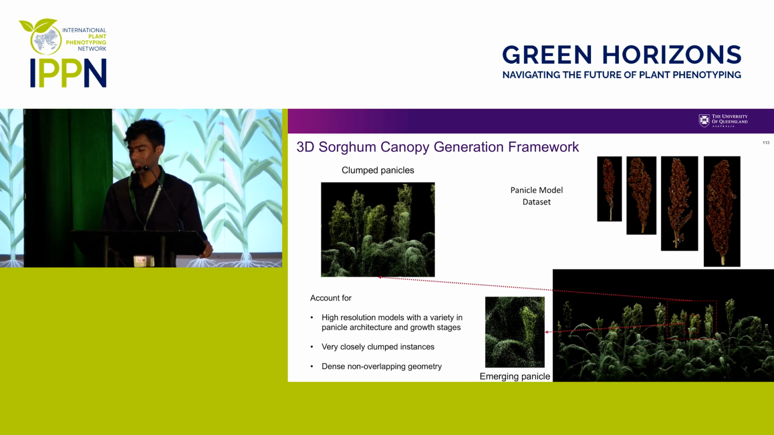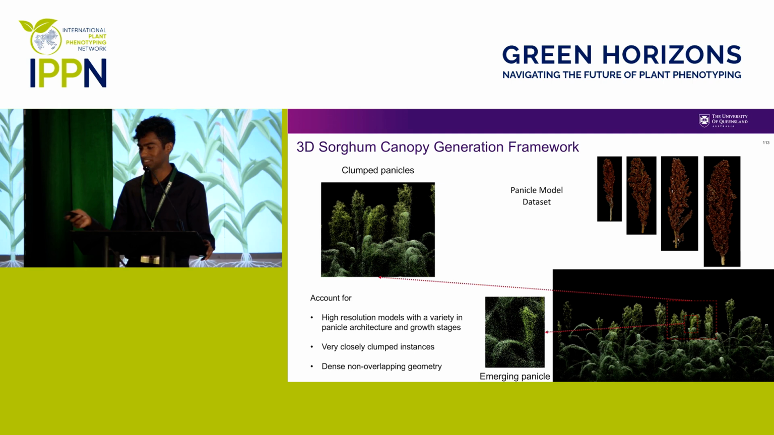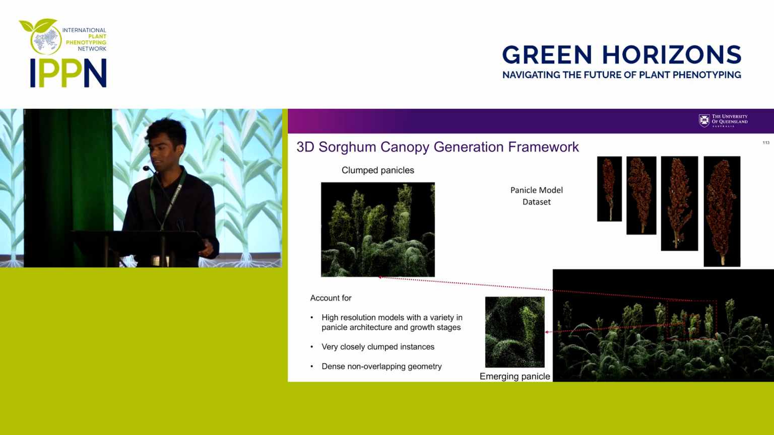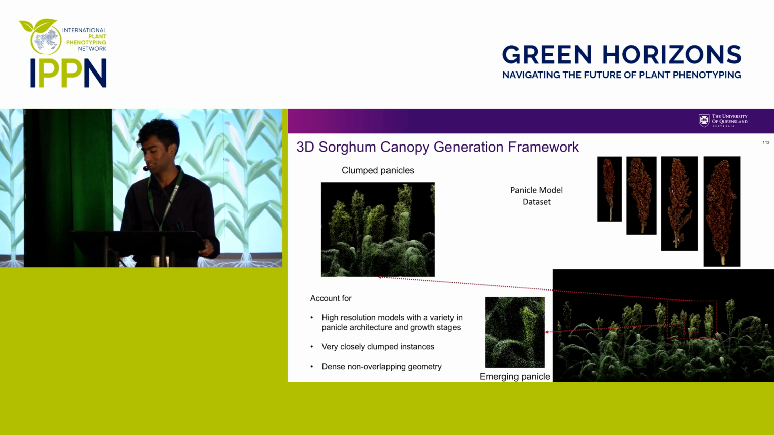The solution we came up with was, for my first chapter, we had collected a lot of high-resolution 3D panicle models. So we developed a static canopy generation model. And I'd just like to make the clarification now, it's not a functional structural plant model, it's just a static plant generation model.